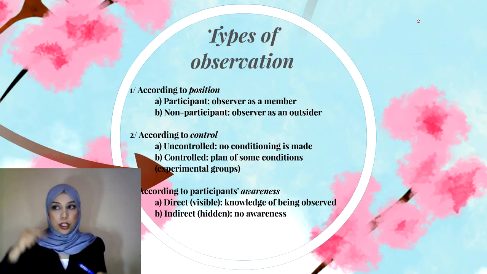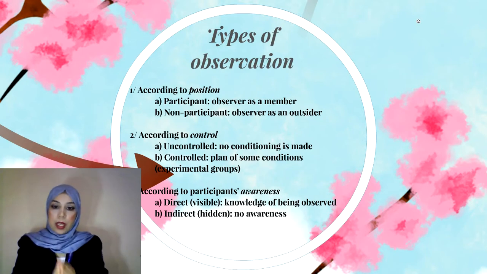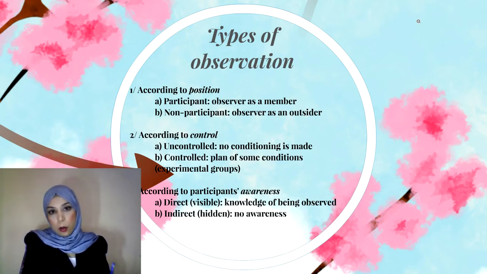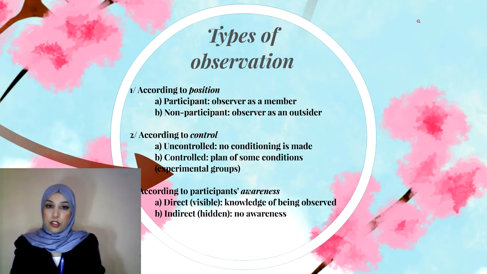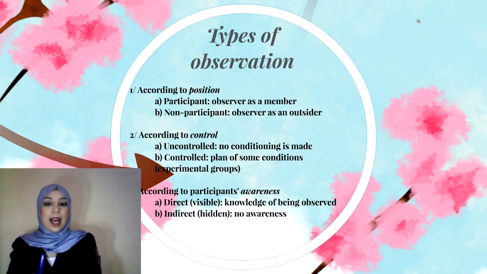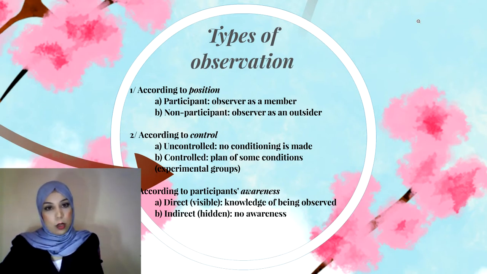Awareness refers to the knowledge of being observed. If the participants know that they are observed, then the researcher is visible and is exercising a direct observation. If participants do not know that they are observed, they are not aware of being observed, therefore the researcher is hidden and exercising an indirect observation.